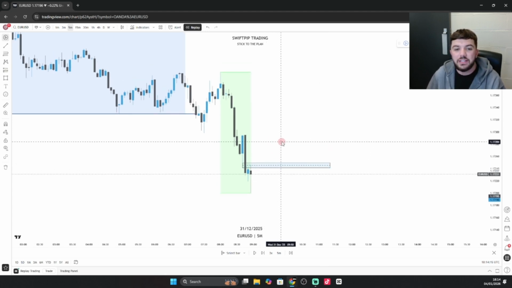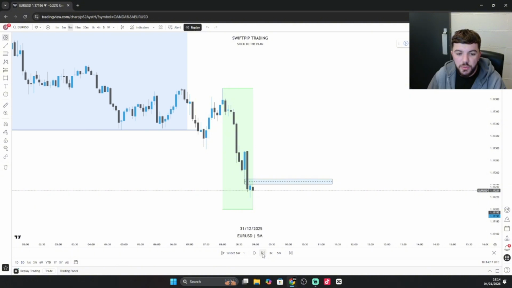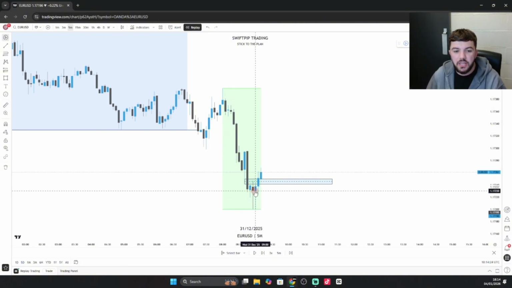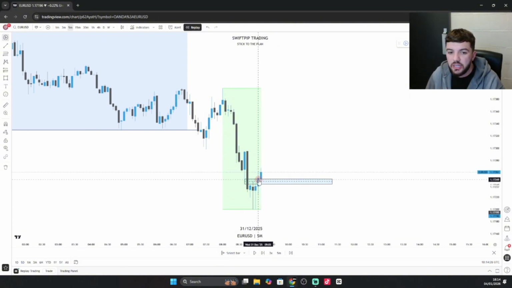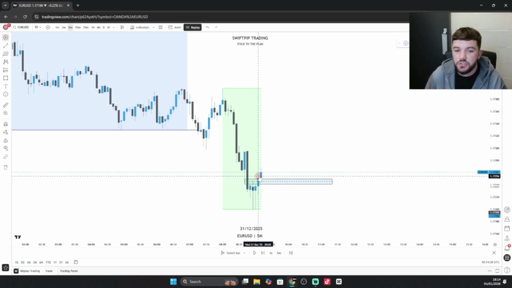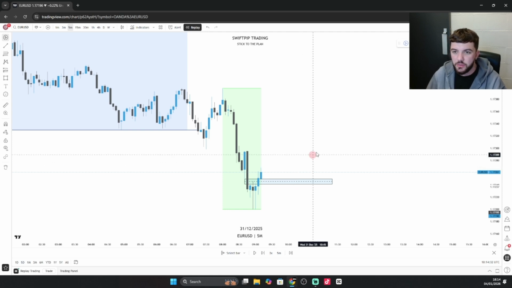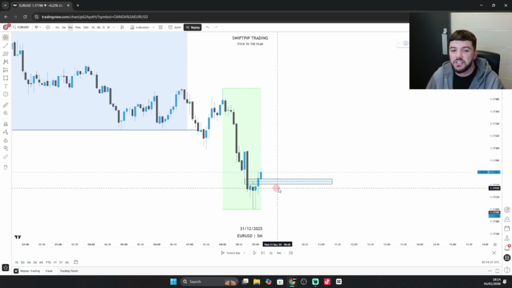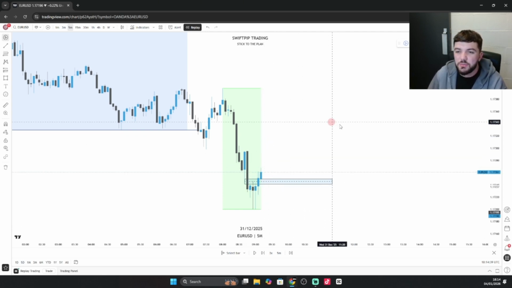Cannot be a wick, it has to be a candle closure. So let's move a couple of candles forward. Bang, so there you go. This one did just slightly close above, but very, very small. I'd wait for another candle to close just to give you that extra confirmation that the candle has closed. So now that we've had our inverse fair value gap, and it hasn't really closed much higher above it.